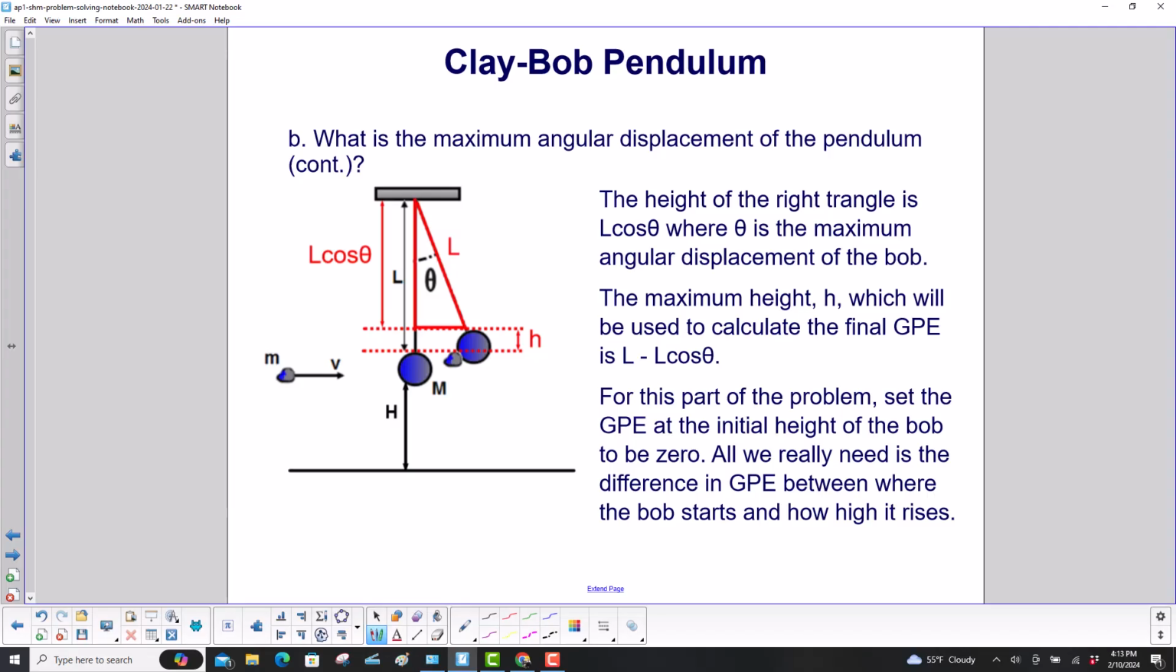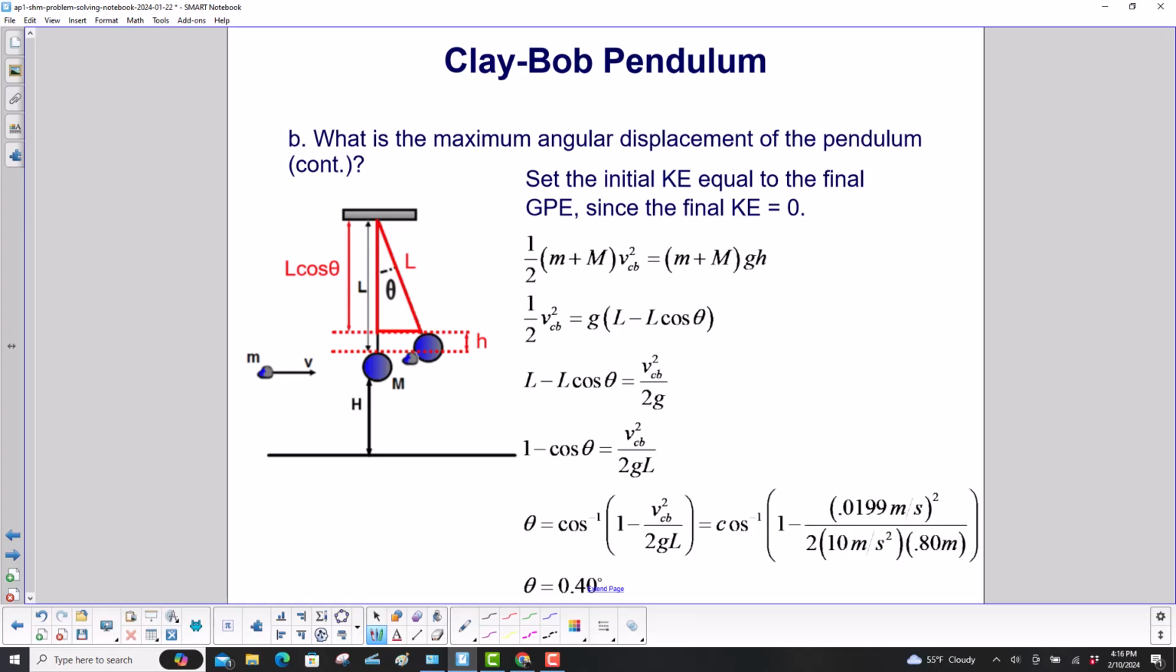The height of the right triangle is L cosine theta, over here, where theta is the maximum angular displacement of the bob. The maximum height, lowercase h, which will be used to calculate the final GPE, is L, that's this whole piece here, minus L cosine theta. For this part of the problem, set the GPE at the initial height of the bob to be 0. All we really need is a difference in GPE between where the bob starts and how high it rises.